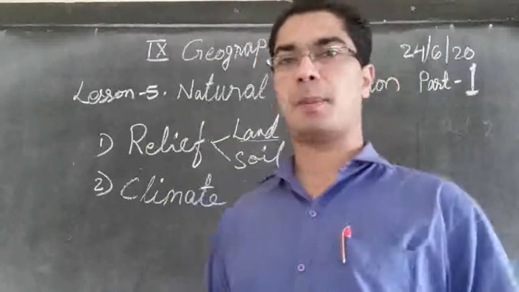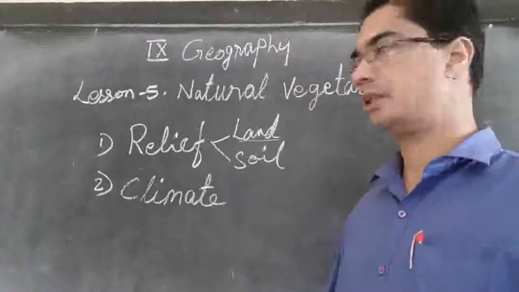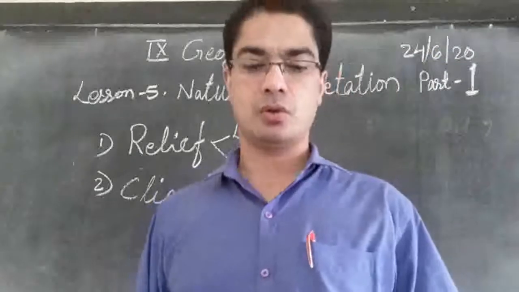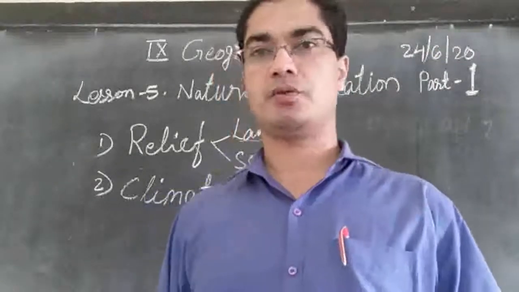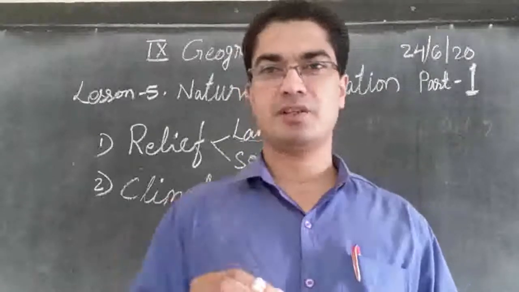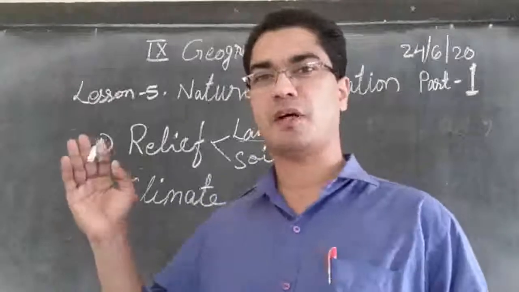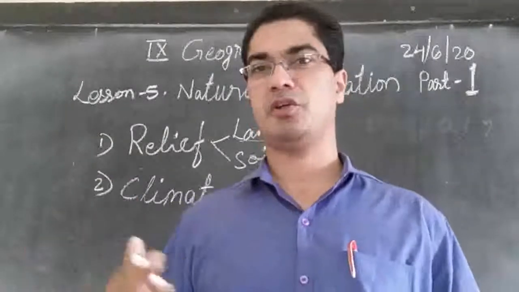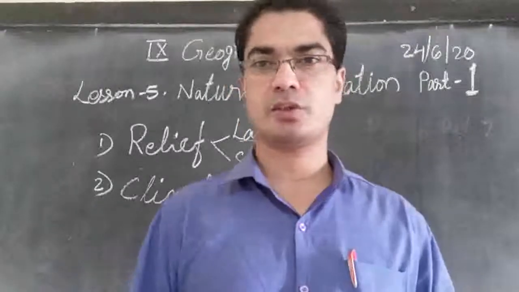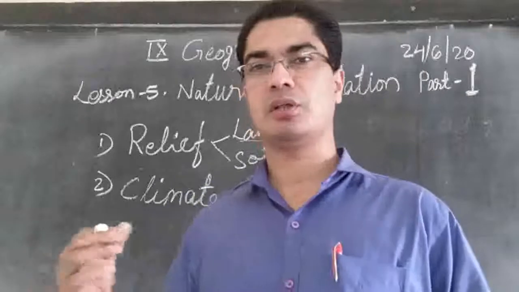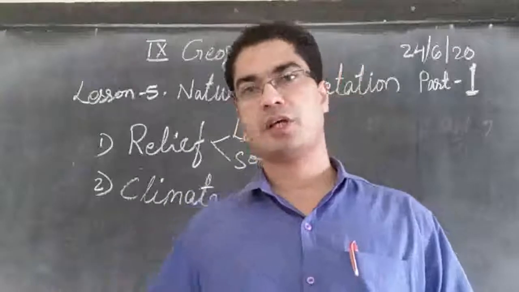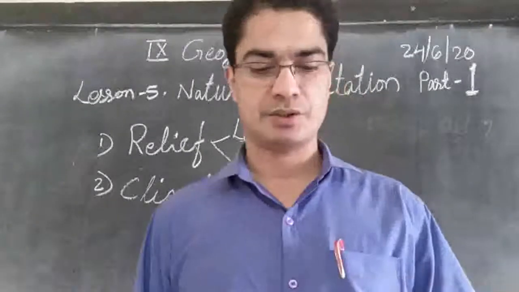Then the second factor influencing the growth of natural vegetation is the type of soil. The soil also varies over space. We know everywhere the soil is not the same. The type of soil that you find in Ziro may not be the type of soil that you find in Itanagar. It will be different. From place to place, soil is different. Some places it may be red soil, some places black soil, some places sandy soil, some places clay soil. Different types of soils are found in different places.